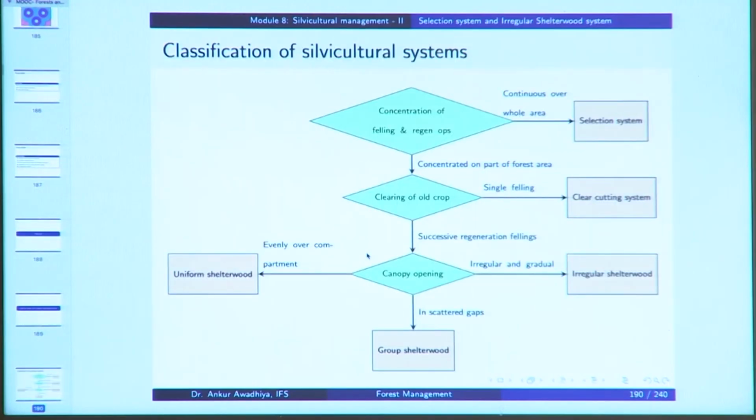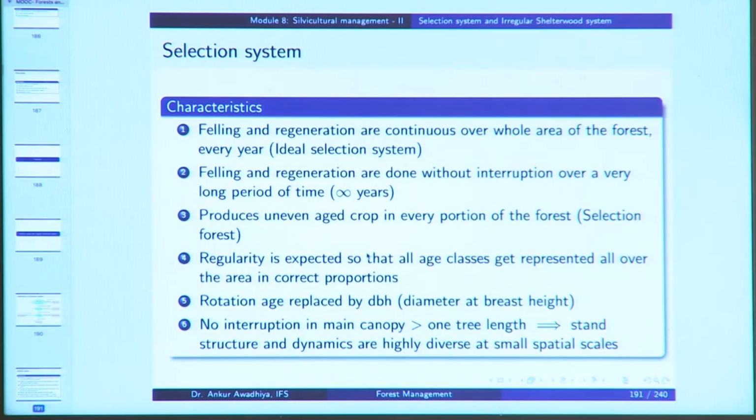Next, we looked at selection system. In the case of selection system, concentration of felling and regeneration operations are continuous over the whole area. So, felling and regeneration are continuous over the whole area every year in an ideal selection system. Felling and regeneration are done without interruption over infinite number of years or a very long period. It produces uneven aged crop in every portion of the forest.